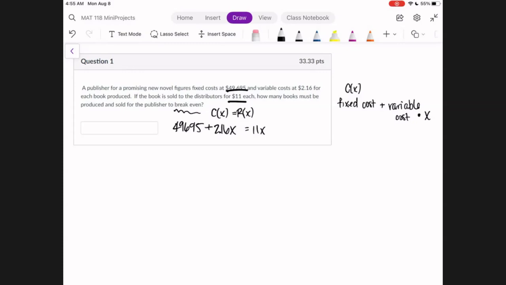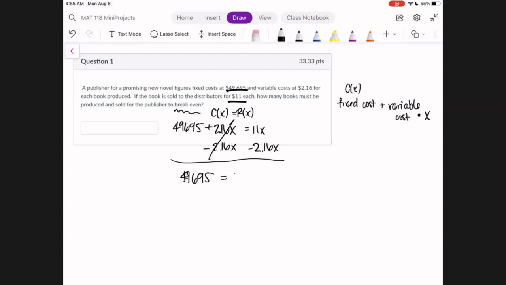So what are we going to do now? We need to figure out when we would break even. So when are these two functions, the cost and the revenue, the same? So we're going to solve this for x. I'm going to move x over to one side, so I'm going to subtract the 2.16x from both sides. On the left side, they will go away. So 49,695 equals, I do some subtraction there, you use your calculator, whatever you prefer, Desmos.